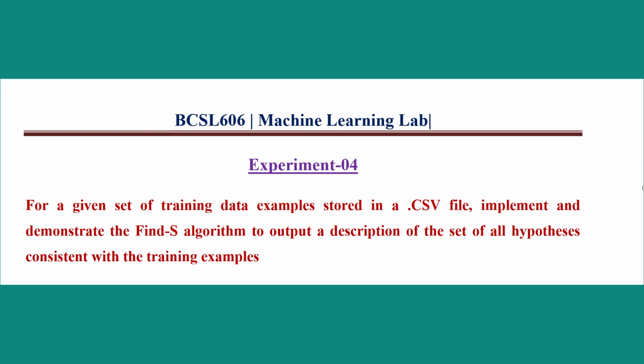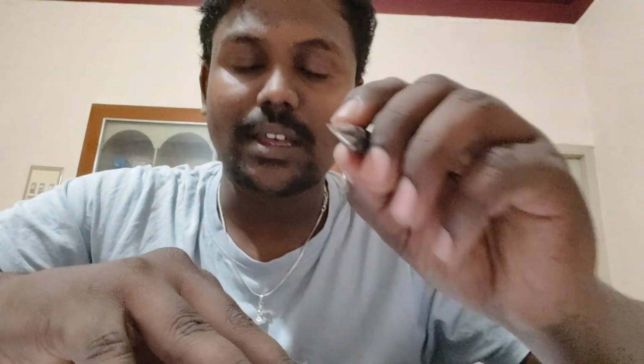Now you're going to understand what the name of experiment number 4 is. For a given set of training data examples stored in a CSV file, they give some sample data like sunny, warm, wind, play tennis. We would save that sample data into CSV files, but in this case we're going to load the sample data directly from the machine learning code, and also implement and demonstrate the Find-S algorithm.